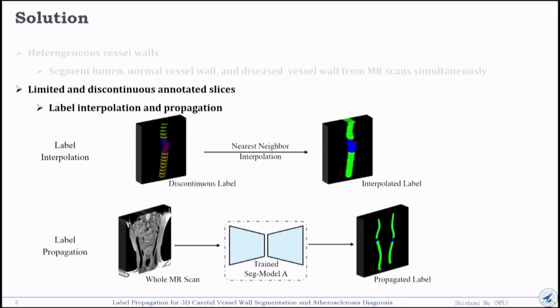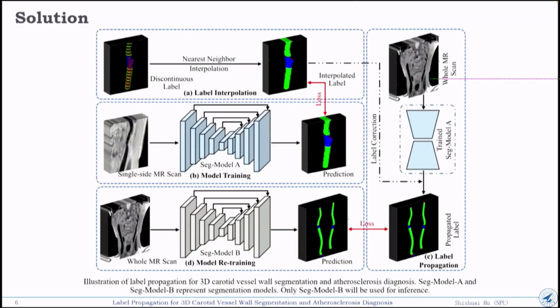To address the issue caused by limited and discontinuous annotated slices, we interpolated 2D discontinuous annotations to 3D volumes. Besides, since more than half of the slices on the MR scan are not labeled, we use a simple but effective semi-supervised self-training strategy to propagate the labels to the whole MR scan, and use the propagated labels to retrain the 3D segmentation model. This is the workflow of the proposed label propagation framework. It is mainly composed of label interpolation, model training, label propagation, and model retraining.